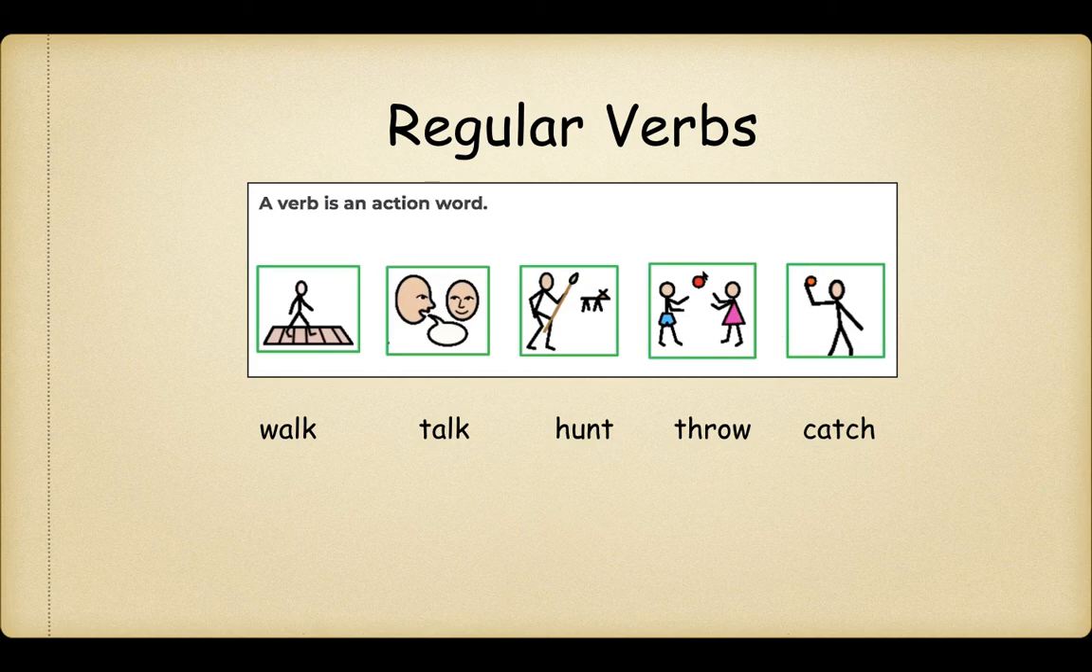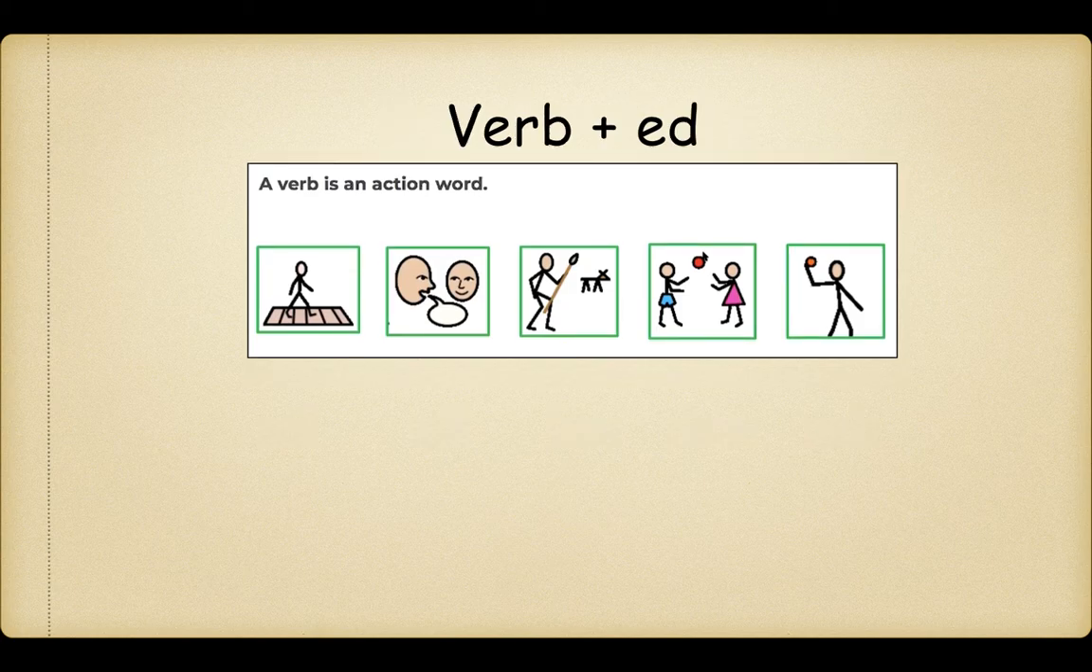Cavemen used to hunt wild animals. You can throw a ball to a friend or a team member, and you can catch the ball that someone throws to you. So they are all action or doing words. Why do we need to know these?